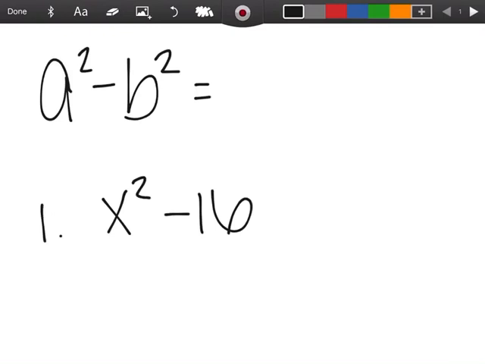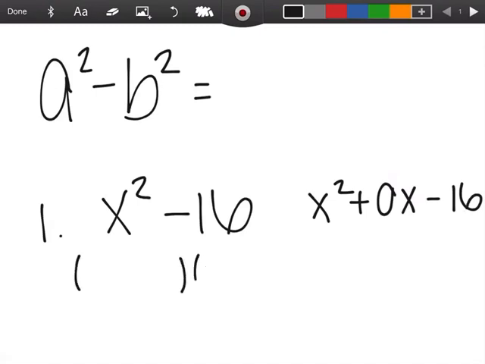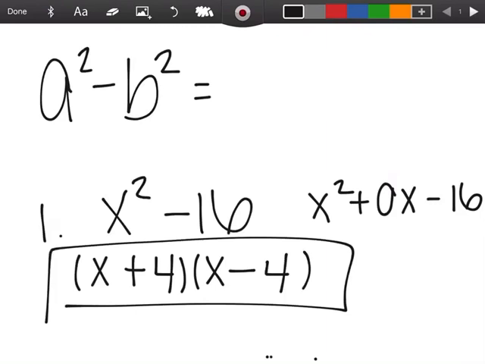I can think about this in a couple of different ways. I want to know the two numbers that multiply to be negative 16 and then technically add up to be 0, because if I put a 0x in there, then they cancel each other out. So what two numbers multiply to be negative 16 and cancel each other out? We've got x squared, so I know it's x and x. And the two numbers are a positive 4 and a negative 4. And so x squared minus 16 factors to be x plus 4 and x minus 4.